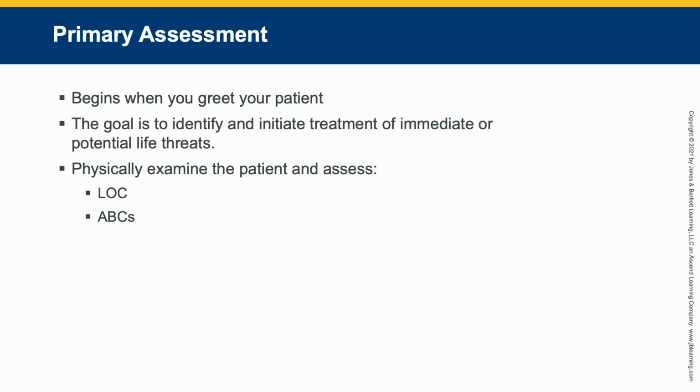Instead, you're quickly checking for level of consciousness, their airway, their breathing, their circulation, and again, that's what we're going to call our ABCs. At each of those steps, if a life threat is found, you need to stop and correct it. So if the airway is blocked, you need to open it. If breathing is inadequate, you need to assist with ventilations. If there's uncontrolled bleeding, you need to stop it.